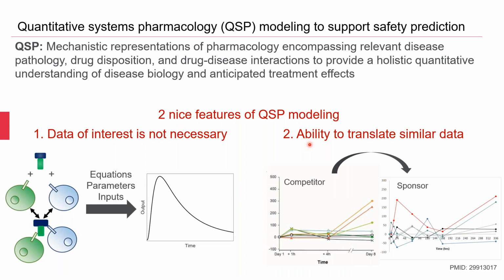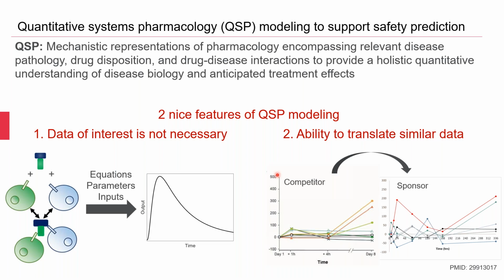And a second nice feature of QSP, which I'll admit is not unique to QSP, other modeling approaches do this also, but still a nice feature for why we're going to turn to QSP, is the ability to translate similar data. So what I mean by that is, again, we don't necessarily need the data that we're specifically interested in in order to build these models. We can build it with basically no data from first principles. But if there is data out there that's similar to what we want, for example, let's say there's a competitor that has some data, maybe they're a little bit further in clinical development than us, they've started first in human trials and they've published some data. Well, we can start to take some of their data and leverage it to help understand and predict what we expect our data to look like.